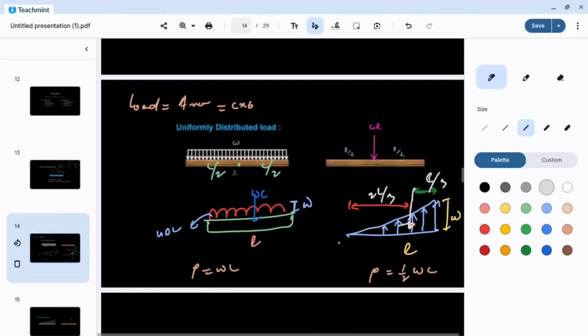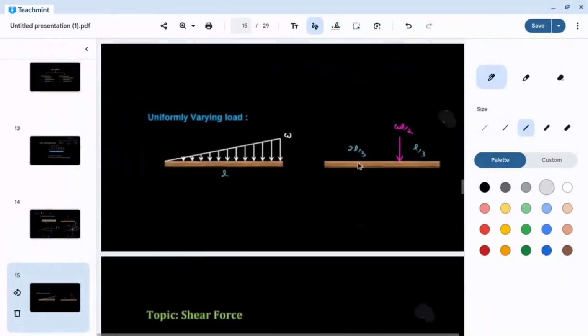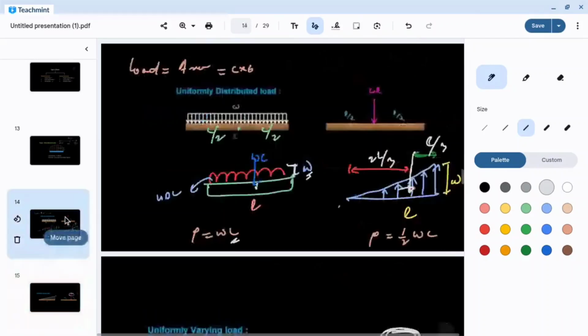So I'm repeating once again, these basics are very important. For UDL, your load is equal to W into L, acting at the centroid. For here also, the area will give you the load. So the area is half into W into L, acting at L by 3 from the other end. This is the load for UVL, and for UDL it is WL.